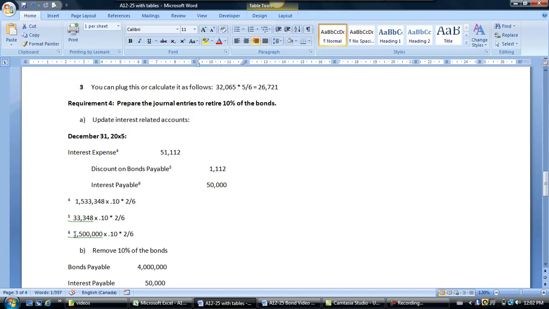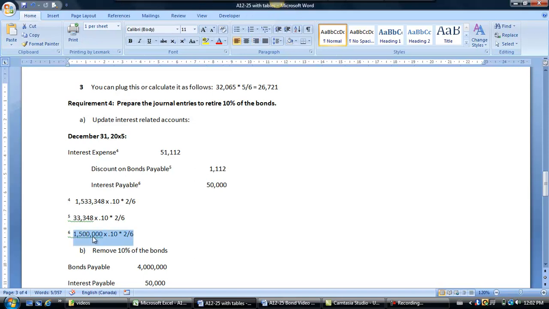And clearly, the amount of interest that I'm going to accrue, that $1.5 million again is for 40 million in bonds for 6 months, but I'm going to accrue interest to pay to these guys when I remove the bonds, only 10%, but only for 2 months, November and December. So that's how I update my interest accounts.